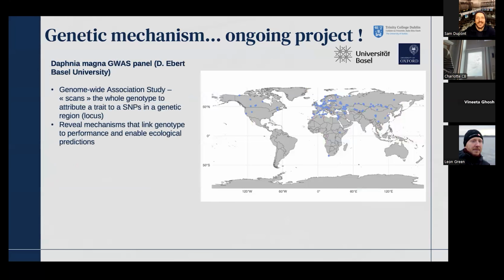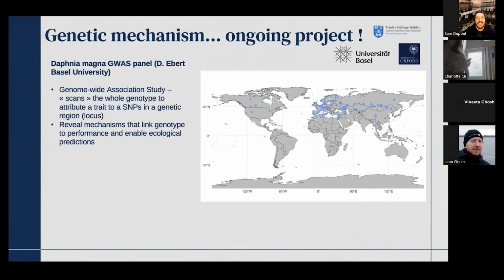So I have the amazing chance to be working with Dr. Ebert from Basel University and Pepijn Maux. They have developed the Daphnia magna GWAS panel. So they basically have a panel of 256 different genotypes of Daphnia magna from all over the world. You can see them here, they have all been sequenced. So once again, this is amazing. And the panel is present both in Trinity and in Basel University.